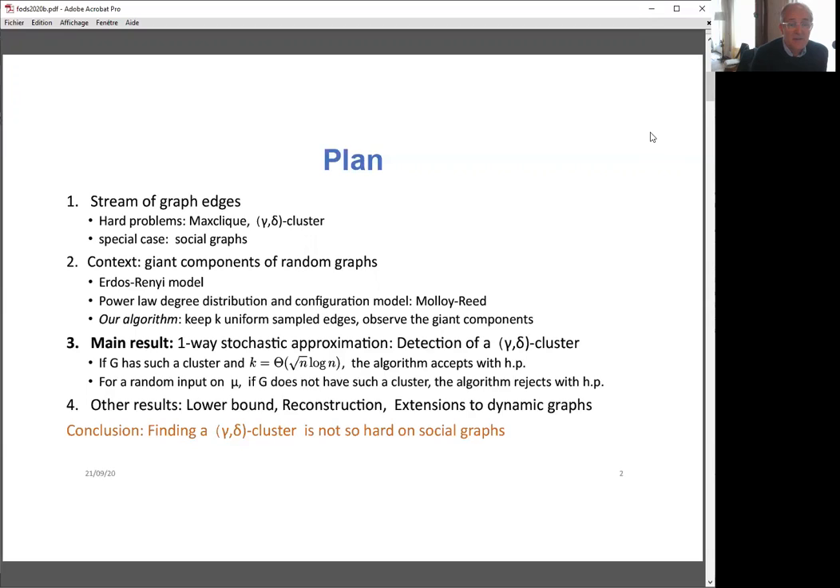If the graph has a cluster and k is square root of n log n, then the algorithm will accept with high probability. And then for a random graph that follows this degree distribution, mu, if the graph does not have a cluster, the algorithm will reject with high probability. Now, there will be other results on lower bound and the reconstruction of the cluster and the extension to dynamic graph, but the essential message is that finding such cluster is not so hard on social graph.